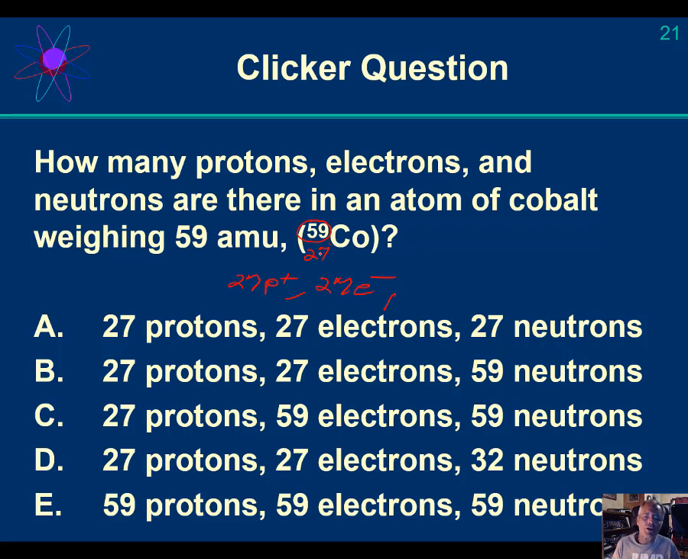To get the number of neutrons, we simply subtract the number of protons from the mass number, which is a whole number, and that gives us 32 neutrons. I'll go ahead and spell that out. Okay, so we have 27 protons, 27 electrons, 32 neutrons. And that is how you find the number of protons, electrons, and neutrons in a particular species.